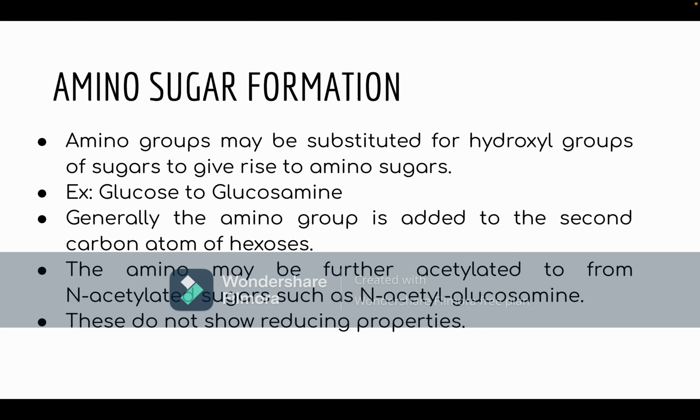So, in amino sugars, the amino groups are substituted for hydroxyl groups in sugars to give rise to amino sugars. And mostly the OH group present in the second carbon of hexoses is replaced with the amino group. Example is glucose to glucosamine. The amino group present in the sugar may be further acetylated to form N-acetylated sugars. Example is N-acetyl glucosamine, and they do not show any reducing properties.